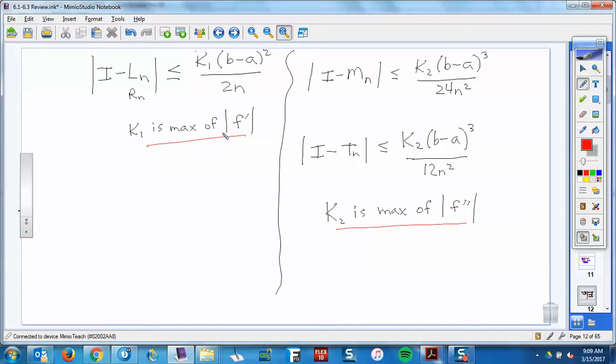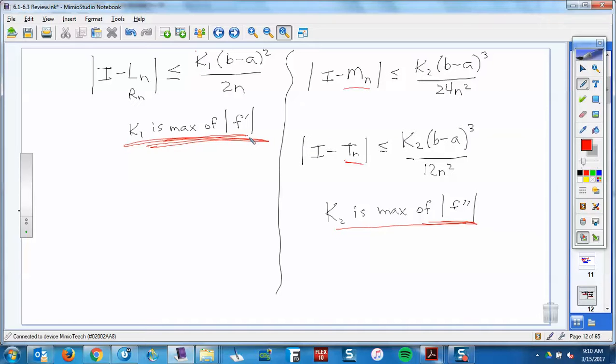You've got to know what K1 is, though. K1 is a max of F prime. K2 is a max of F double prime. Know when to use them. Understand that midpoint, but I'll give it to you, but for midpoint and trapezoid, you're using K2 because it's about concavity, so we need the F double prime. That determines the error. Here it's the slope that determines the error, so use K1.